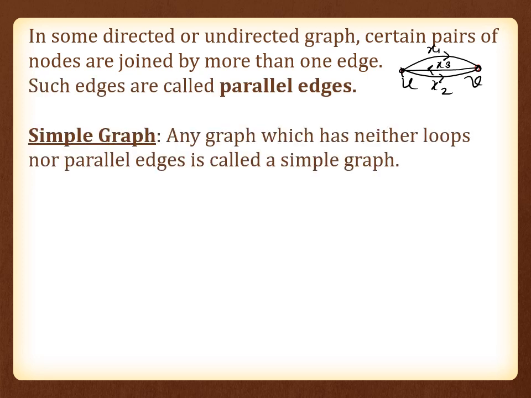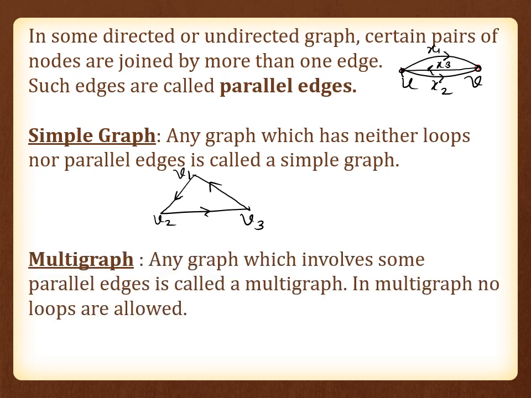Simple graph. Any graph which has neither loops nor parallel edges is called a simple graph. So a graph which doesn't have any loops or parallel edges is called a simple graph. So here V1, V2, V3 are the vertices of the graph and they are connected by three edges. As there are no loops and parallel edges in the graph, this graph is a simple graph.